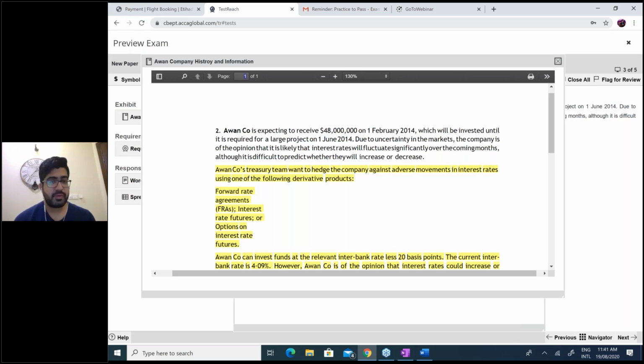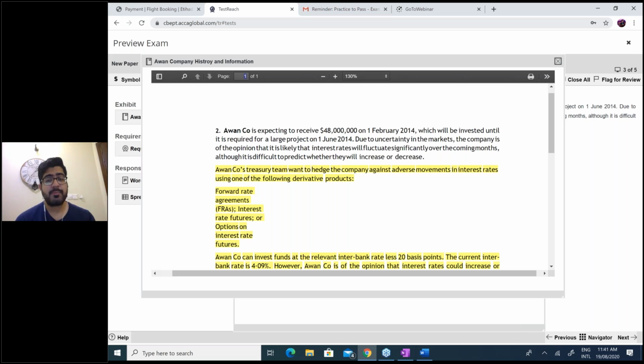It is planning to receive 48 million on 1st Feb 14, which will be invested. Invested means deposited with the bank. Invested doesn't mean borrows. It will be invested, deposited until required for a large project on 1st June. Due to uncertainty in the markets, the company is of the opinion that it is likely interest rates will fluctuate, although it is difficult to predict whether they will increase or decrease.